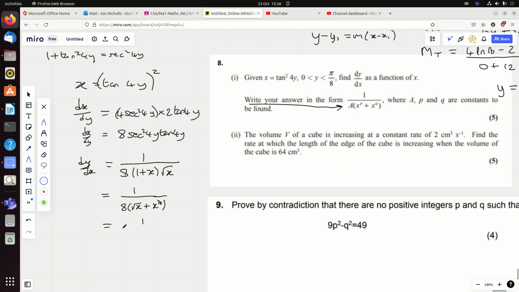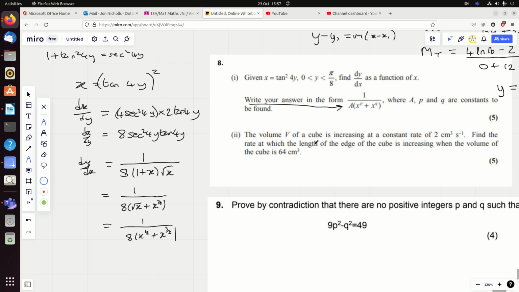And so, if you like, let's just write it all in index form: x to the half plus x to the 3 over 2. So p is a half, q is 3 over 2, and a is 8. That's it. It's done. Okay, right. Part 2.